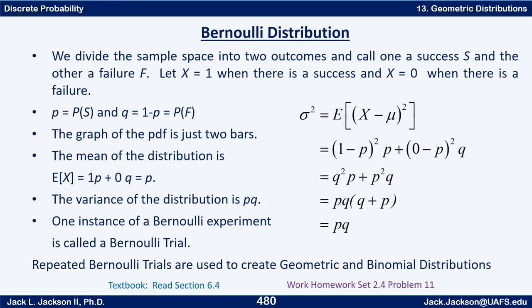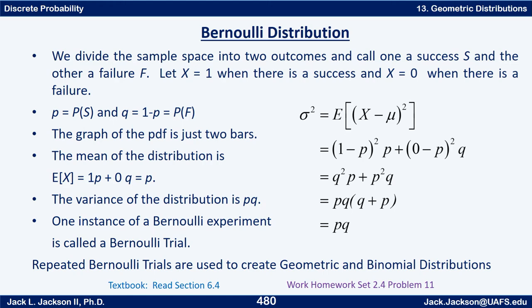So anyway, going on here, we divide the sample space into 2 outcomes. We call one a success, we'll call that S, the other a failure, F. Let x equal 1 when there's a success and x equal 0 when there's a failure. Little p is the probability of success, q is 1 minus p, the probability of a failure. The graph of the PDF is just 2 bars, and there are just 2 lines in our PDF table.